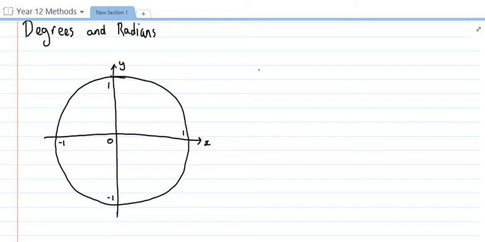We're going to be making a start on the circular functions topic, so we're going to get stuck into degrees and radians.